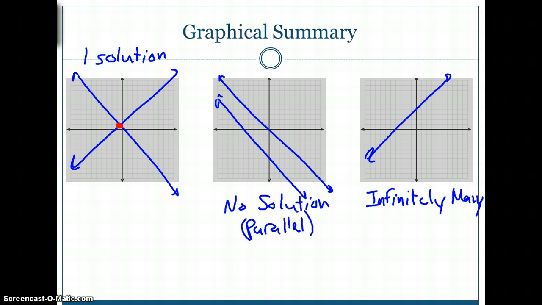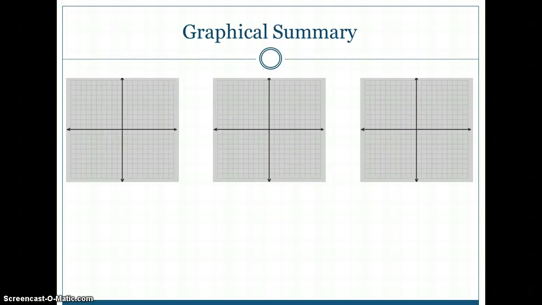We saw what happens when we do these by hand. We get true statements, there's infinitely many. We get a false statement, there's no solution. And I'll show you how we can determine these with a calculator tomorrow during class.